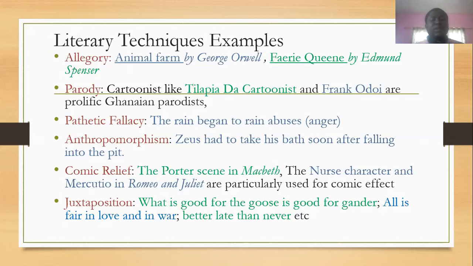That's the position. We have the example of what is good for the goose is good for the gander. So we see goose and gander play side by side. All is fair in love and in war. So we see love and war, and then better late than never. So we see late and never.